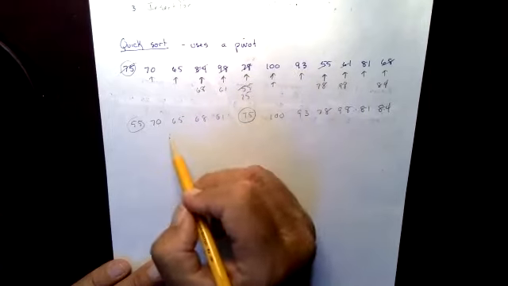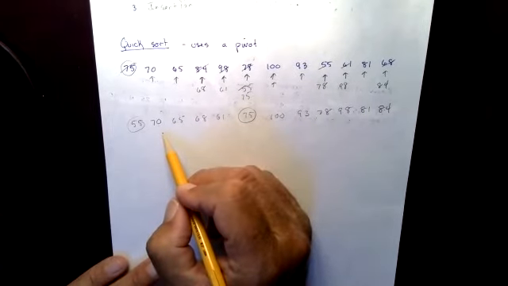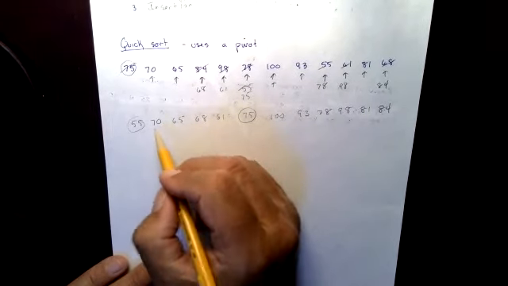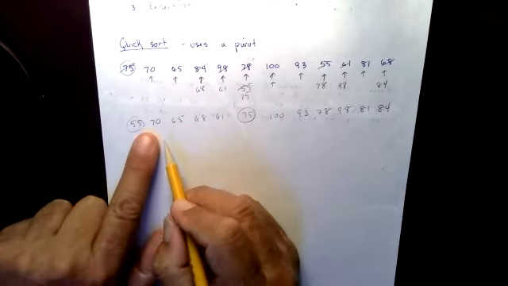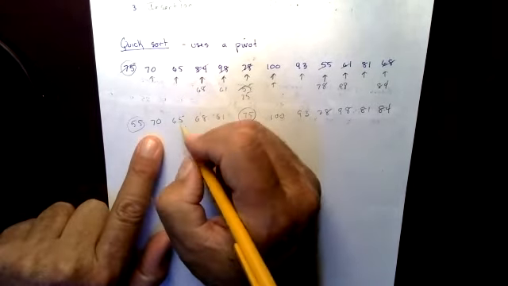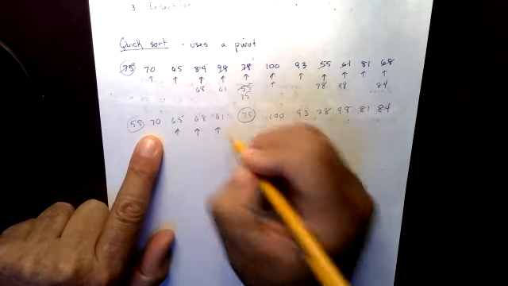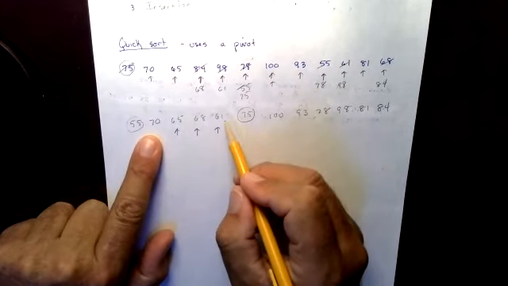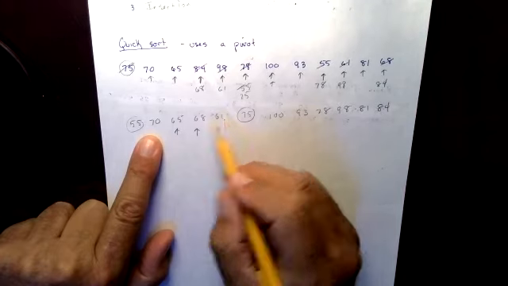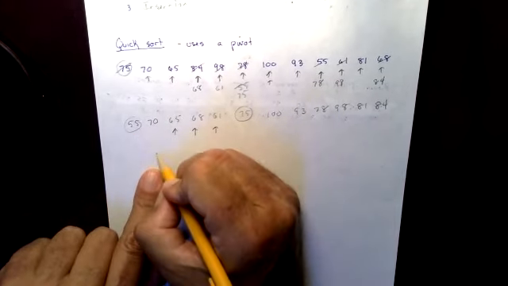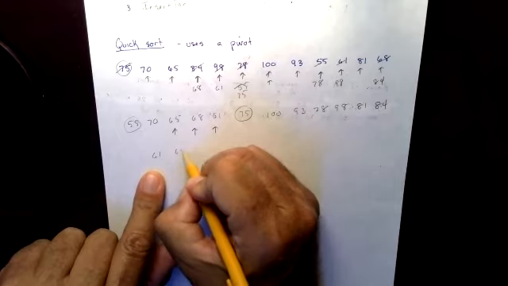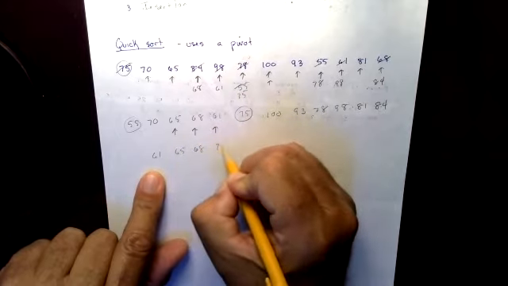To the right, I now have a new pivot, 70. Okay. Is it less than? Yes, keep moving. Yes, keep moving. Yes, keep moving. I reached the end of the list, so I'm going to swap these. I now have 61, 65, 68, and 70.